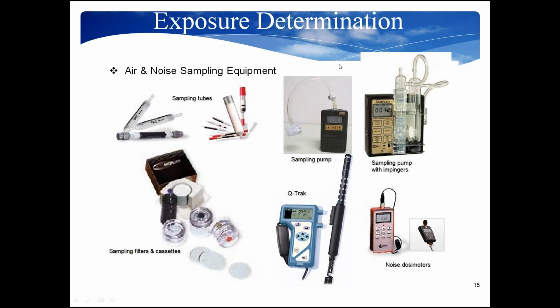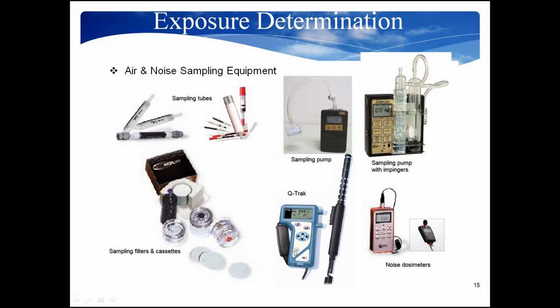So exposure determination, here's some examples of what we might use to collect samples. Hopefully you can see my pointer, we have sorbent tube media, which would be used with an air sampling pump. And here we have some filters down in the bottom left. Those would be used with an air sampling pump as well. We call that active sampling.